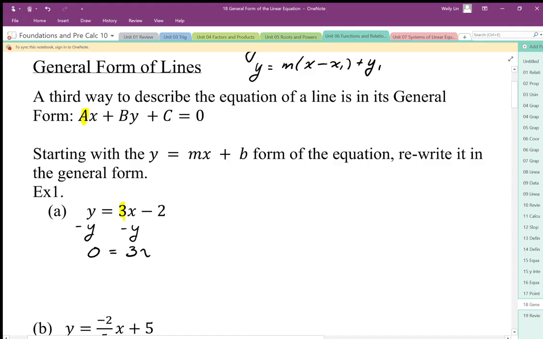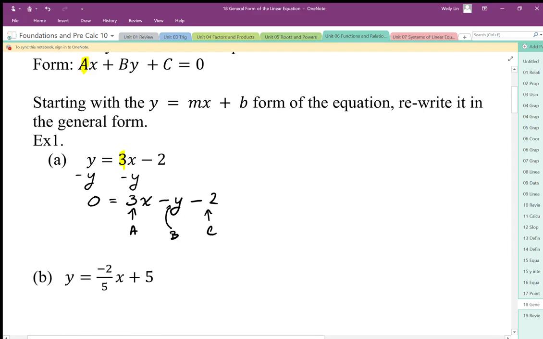I keep my positive 3x minus y minus 2, and there's my general form of the equation, where this value here represents a, the negative 1 represents b, should be negative 1 here, right? And the negative 2 represents my c value. So a equals 3, b equals negative 1, and c equals negative 2. They're all whole numbers, and a is positive.